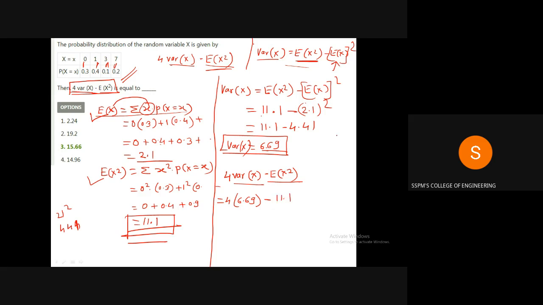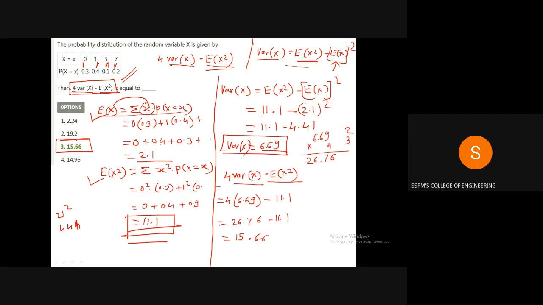11.1. What is 6.69 into 4? So 6.69 into 4, it is 26.76. It is 26.76 minus this 11.1. So what will be the subtraction here? It will be 15.66. Okay, 15.66. So that will be the correct option.